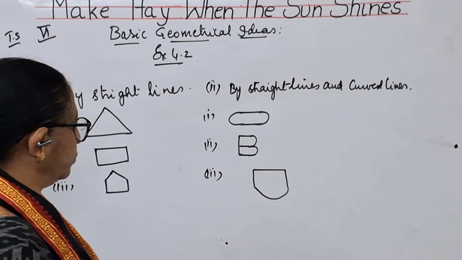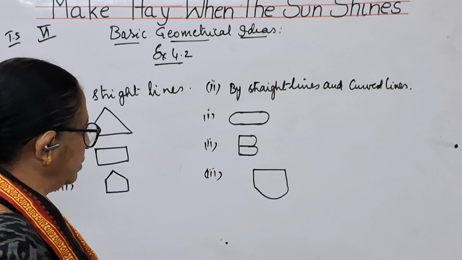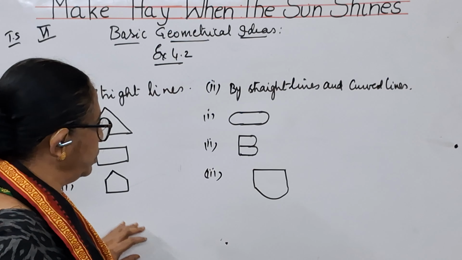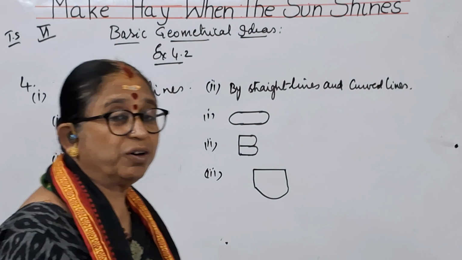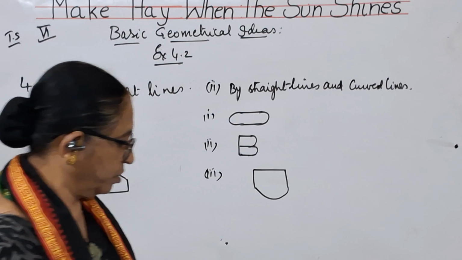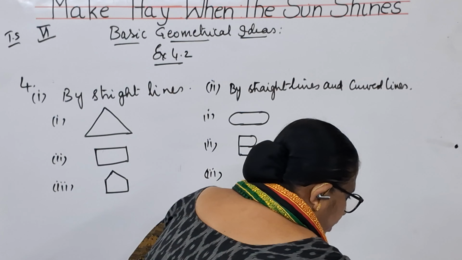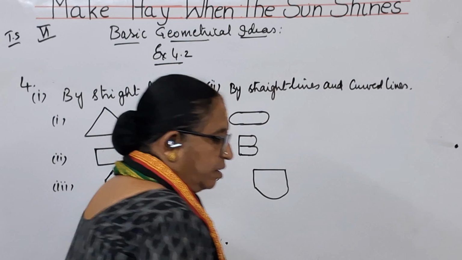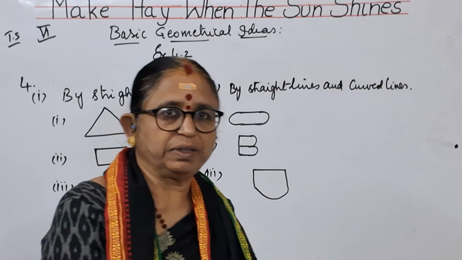Okay, children? So these are the three ones. It is not compulsory that you need to draw only this. You can draw anything else which will satisfy the question. So this is the last question of your exercise, children. Remaining part we will see in the next class.